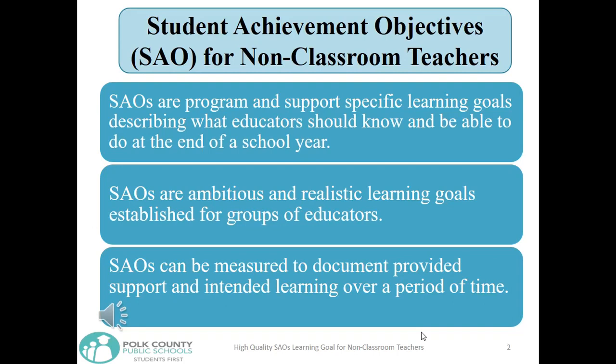Student achievement objectives are program and support-specific learning goals which describe what educators should know and be able to do at the end of the school year. The focus of the SAO should be ambitious but realistic for the identified group of educators. And the SAO must be measurable through identified assessments or tools in order to document the support and intended learning over a period of time.